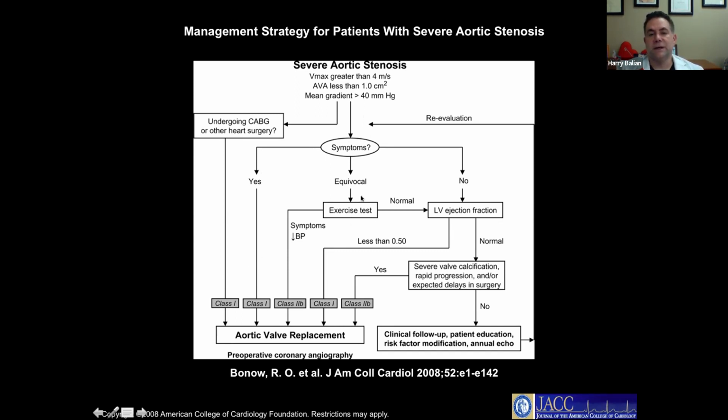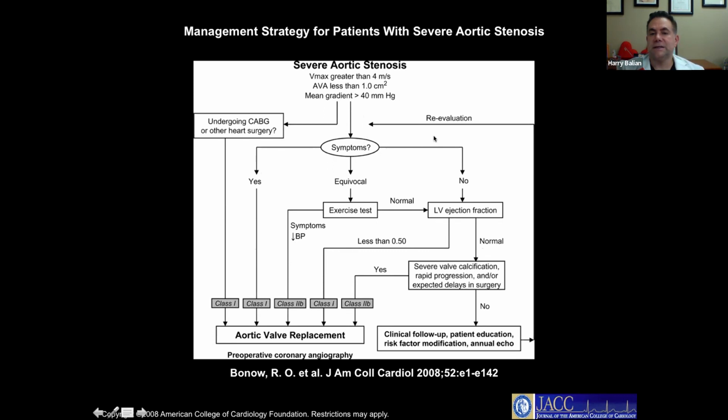If their symptoms are equivocal, then we can do a low-level stress test. If they drop their blood pressure, that's a red flag, a class 2B indication for valve replacement. If they have a normal ejection fraction with equivocal symptoms, and you follow them and the EF starts dropping, that's the time they need to have valve replacement.